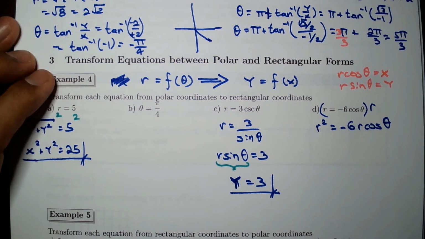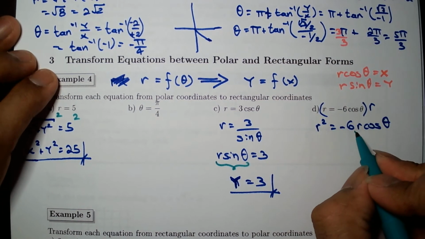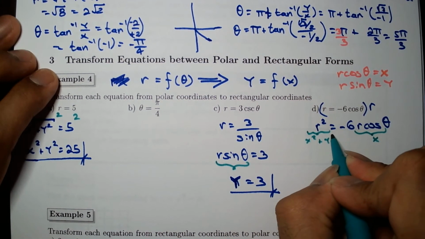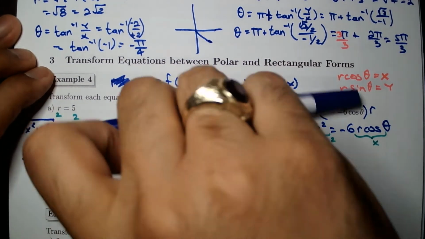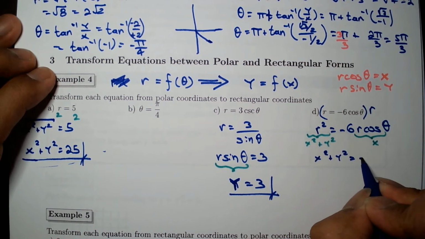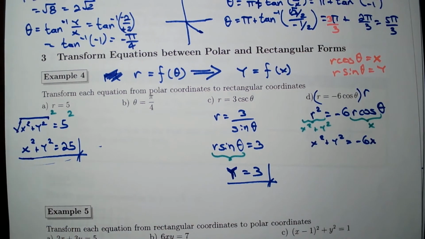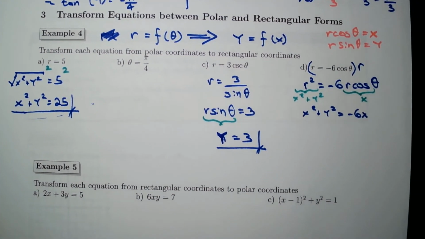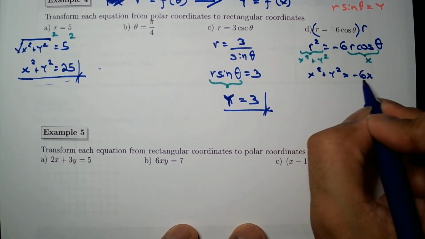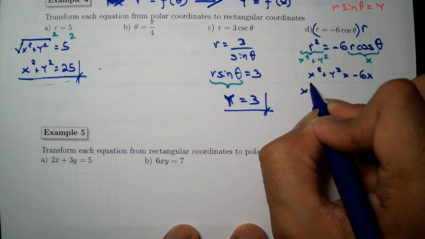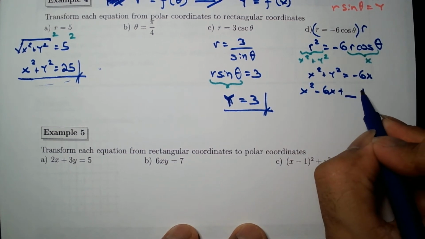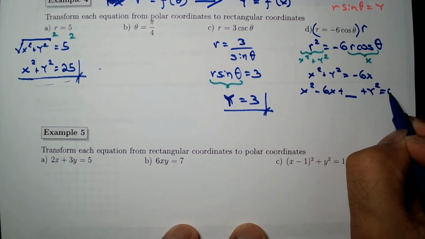So on the one hand, this quantity becomes x, and this quantity becomes the sum x squared plus y squared. So let's go ahead and do that. So x squared plus y squared equals negative 6x. And we are essentially done with the conversion, but we might want to go the extra mile. I'm going to add the 6x to both sides, to move it to x squared minus 6x. And I'm going to leave a space here, plus blank plus y squared equals 0.